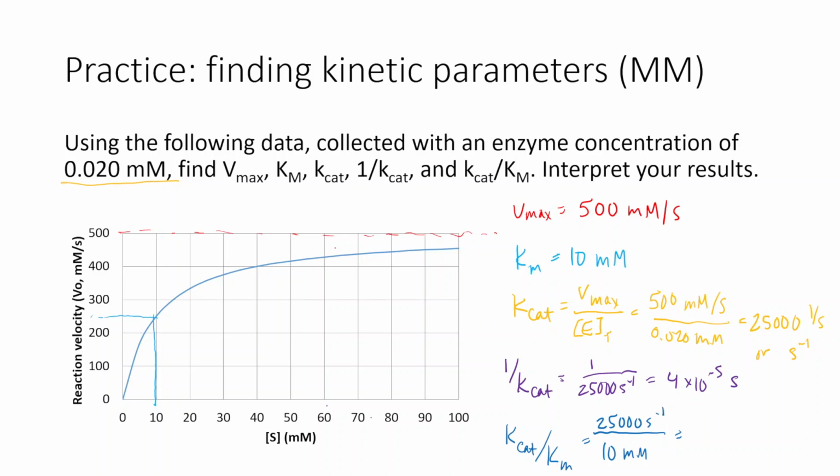Yes, 2,500 what? Yeah, exactly. It's millimolar to the minus 1, seconds to the minus 1. It's kind of confusing to think about those units, but that's the catalytic efficiency. So we have 2,500 reactions per millimolar per second. Any questions about how we calculate any of those and where the units come from?